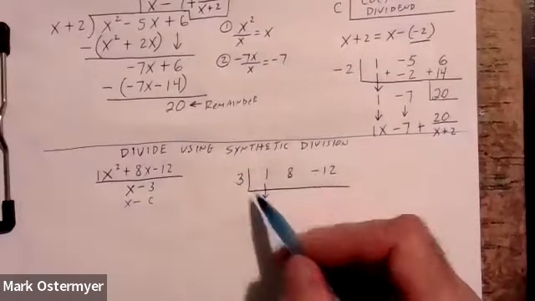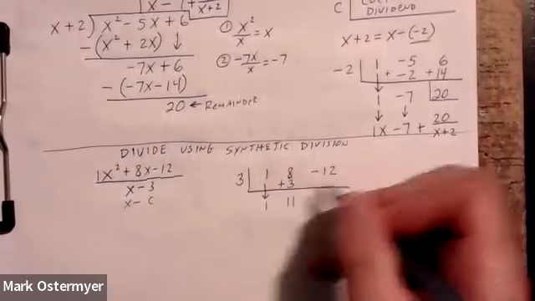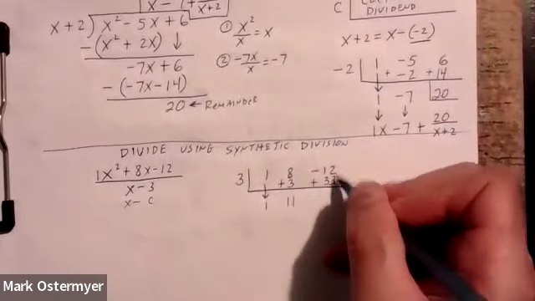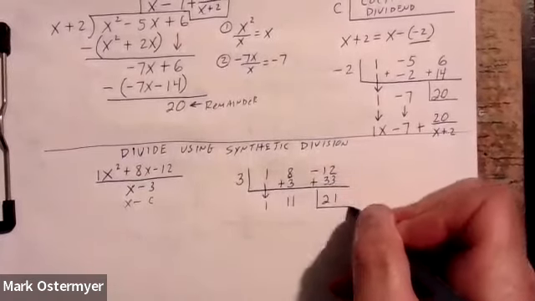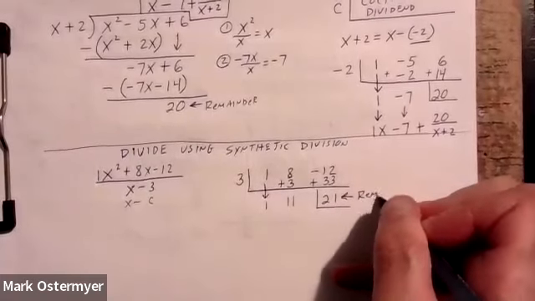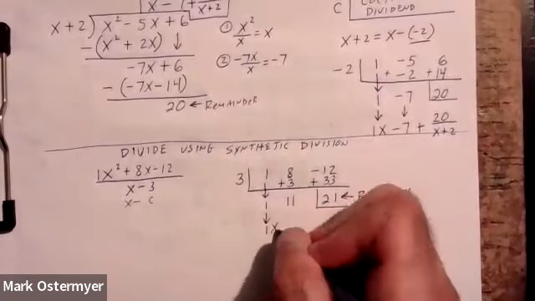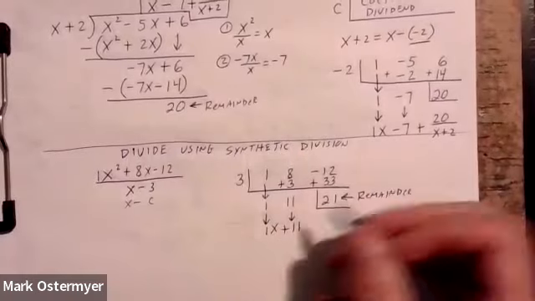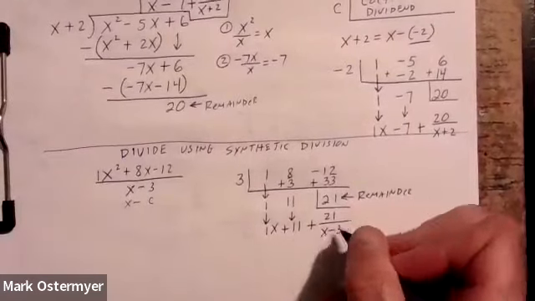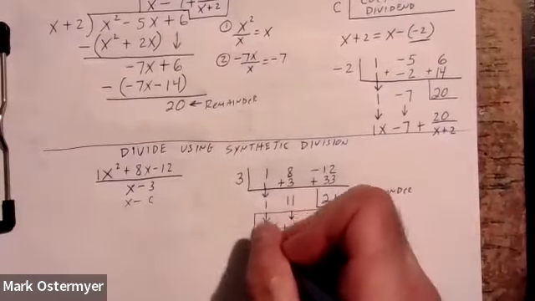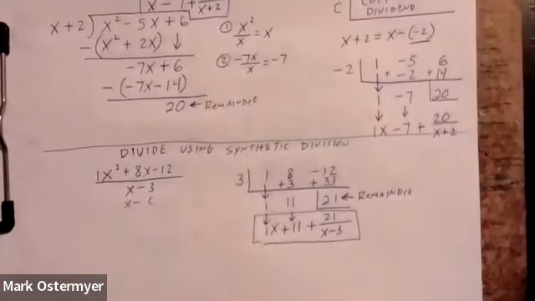Here we go. 3 times 1 is 3. Add. 8 plus 3 is 11. 3 times 11 is 33. Add these together, you get 21. And we're done. This is your remainder. My quotient is going to be 1x plus 11 plus my remainder 21 over my divisor, which is x minus 3. And we're done. This is your quotient after having divided this trinomial by this binomial.